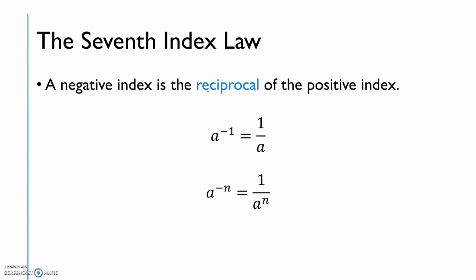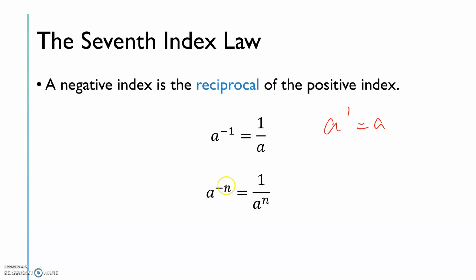So what does that mean? That basically means if we have a number a, and it has a negative index, -1, it's basically the reciprocal, so 1 divided by a. Of course, we should say a to the power of 1, but a to the power of 1 is just the same as a, so we can simplify to this notation. So a to the power of -1 is just 1 over a.